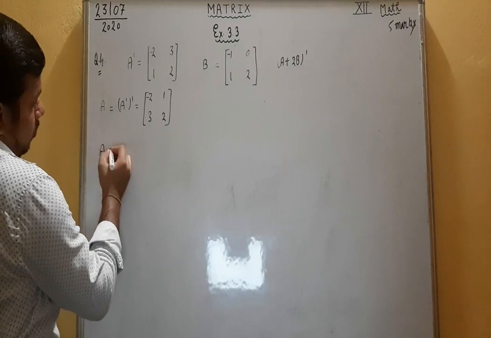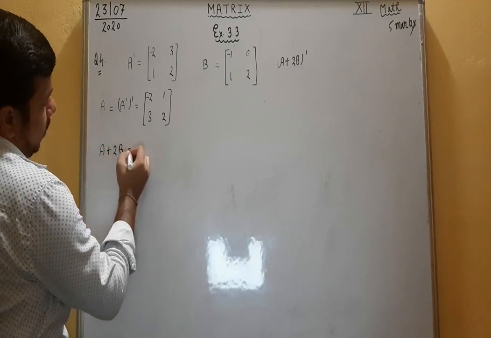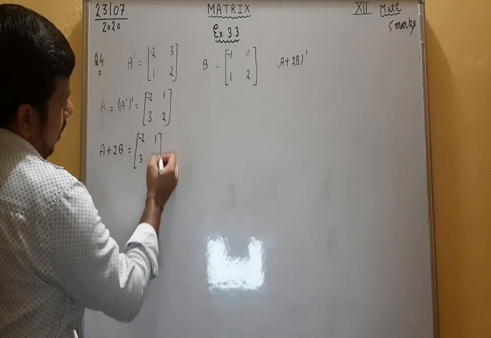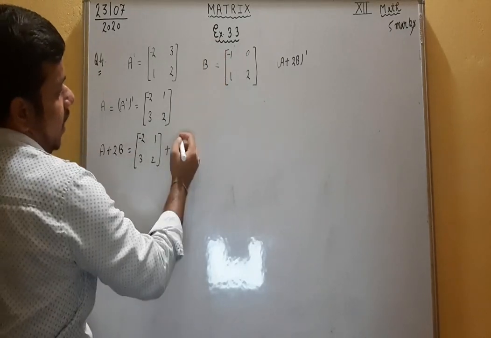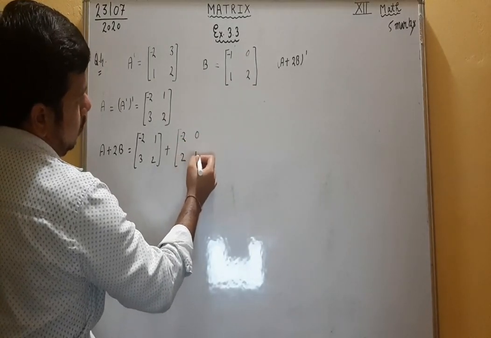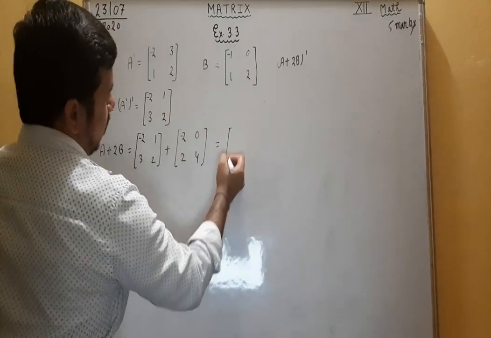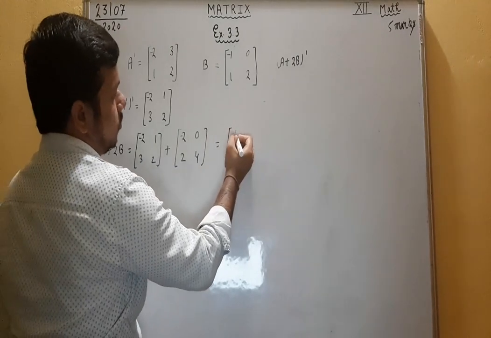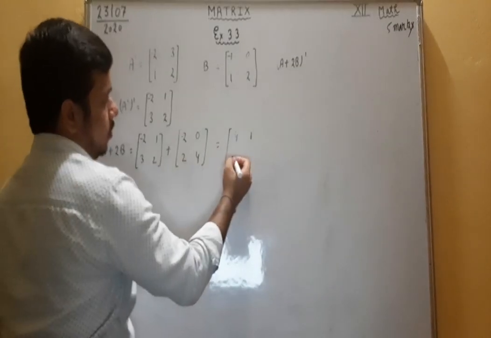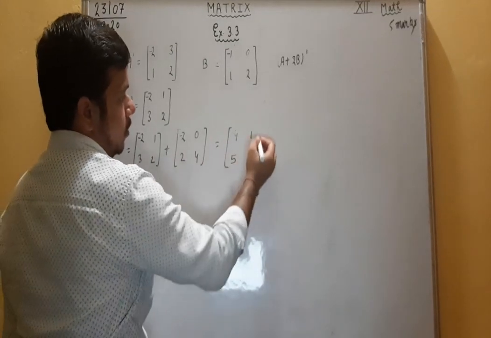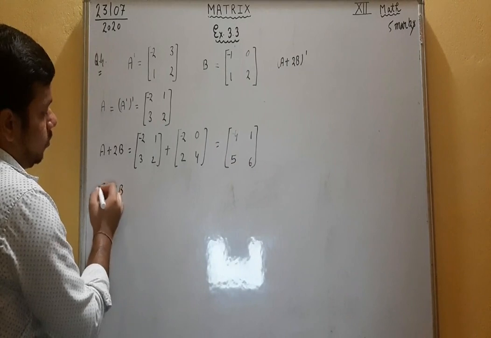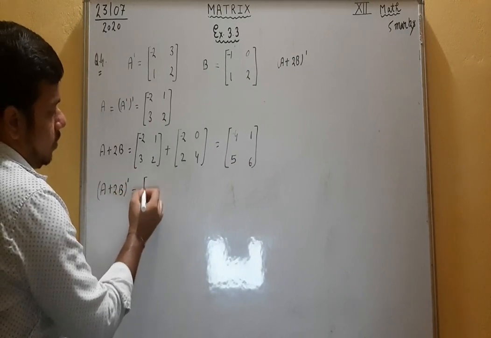Now, find the value of A plus 2B. A is [minus 2, 1; 3, 2]. Value of 2B is what? Multiply each entry of B by 2: [minus 2, 0; 2, 4]. Add these matrices: minus 2 minus 2, minus 4; 1, 0, 1; 3, 2, 5; 2, 4, 6. Right?